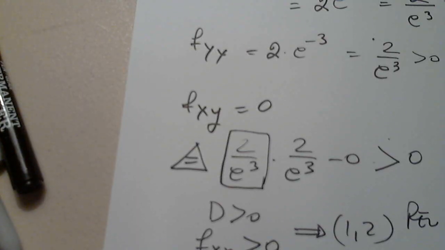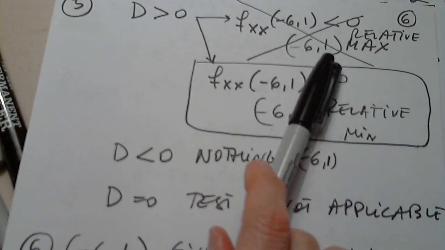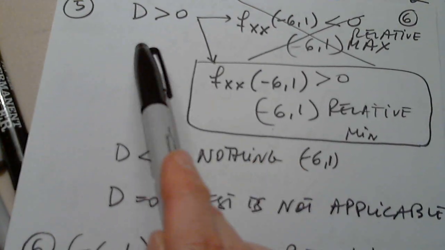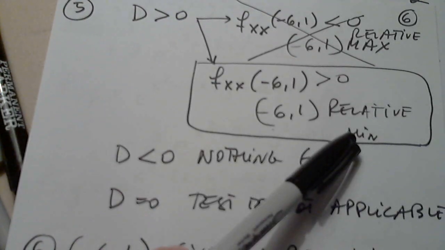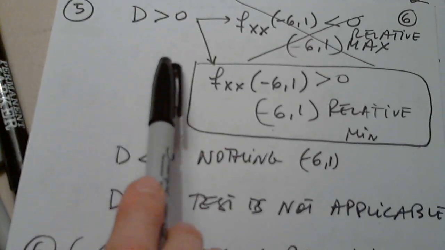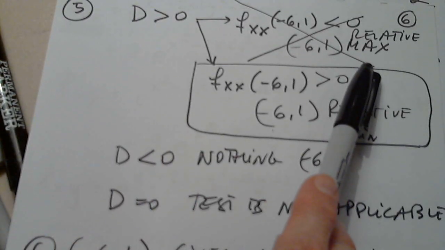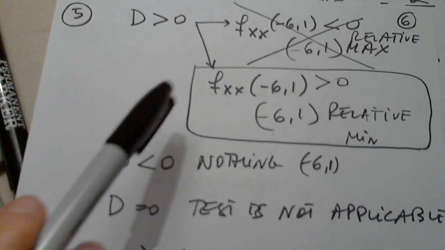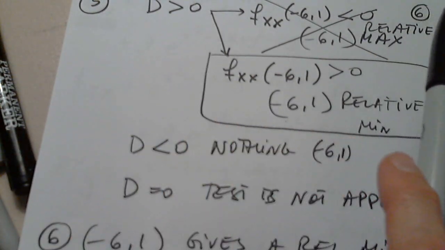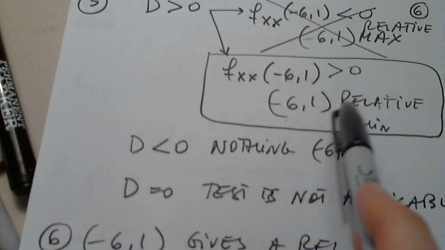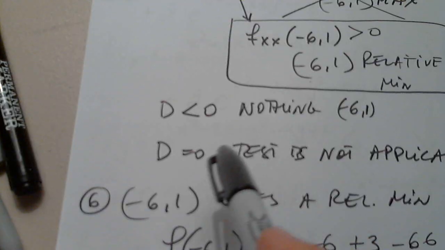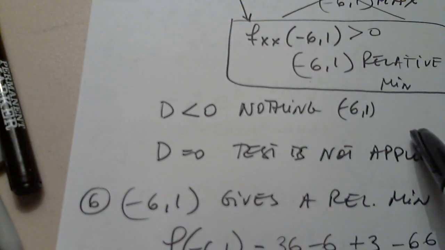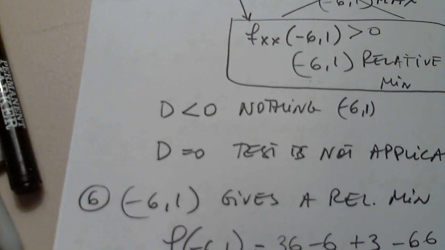So let's go back and analyze this one more time. How do you remember? Remember x squared? If x squared has a negative leading coefficient, it's a maximum. If x squared has a positive leading coefficient, it's a minimum. So if d is positive and fxx is positive, there is a relative min. If d is less than 0, nothing. If d equals 0, or the saddle point, if you want. If d equals 0, the test is not applicable.